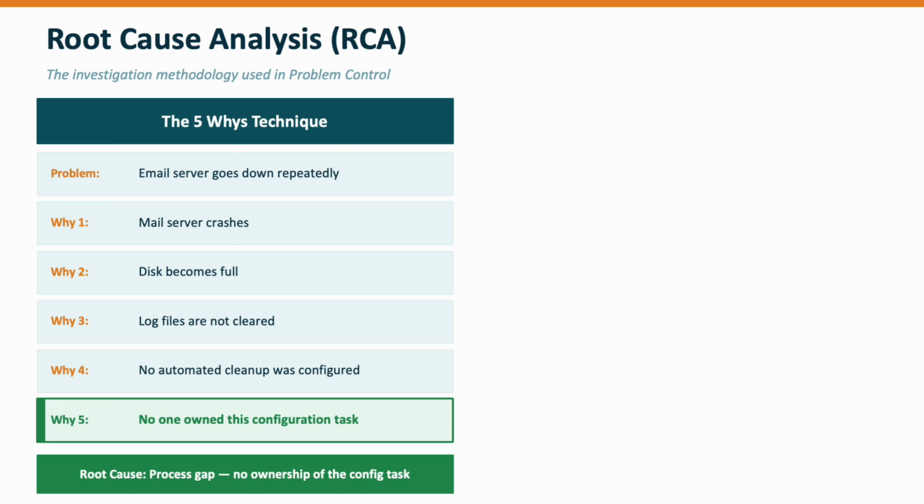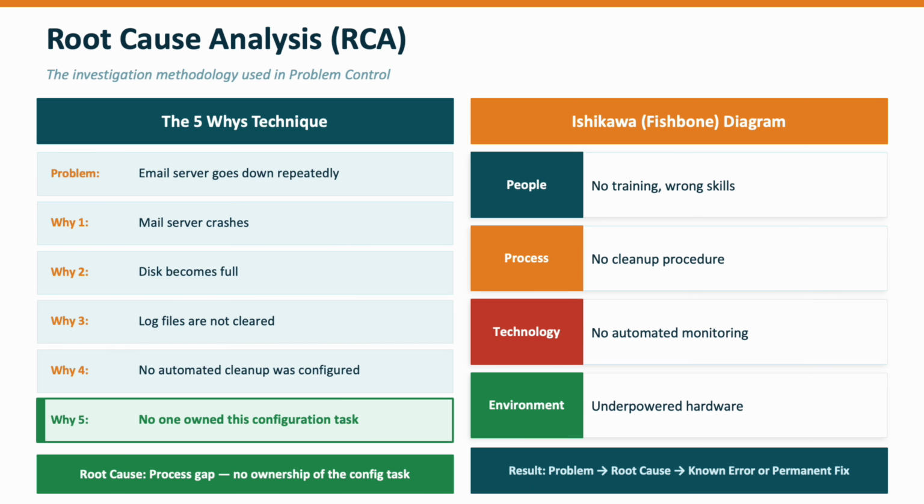Next is the Ishikawa diagram or fishbone diagram. So we need people, process, technology, and environment. No training, wrong skills, no cleanup procedures, no automated monitoring, underpowered hardware. So the result is the problem, root causes, known error or permanent fix. So this is happening in that way, right? So you have to check all those things and understand what is happening and why it is happening. Okay. So this is what the scenario is, and this is what the technique is.